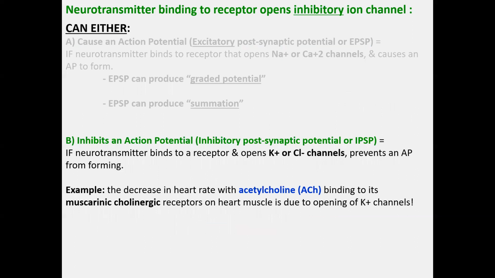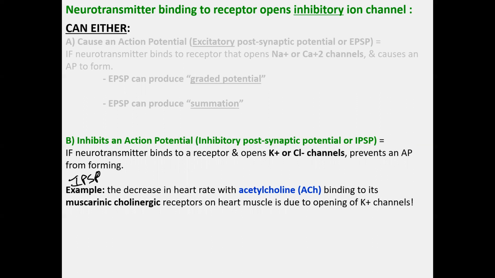Now, you can also inhibit a cell if you open up the potassium or chloride ion channels. It prevents the action potential from forming. The cell stays resting. An example of this, IPSP, okay? So IPSP example is acetylcholine. Acetylcholine rules all of your rest and digest functions. When your body's at rest, parasympathetic nervous system, rest and digest, acetylcholine controls all of those things that happen in your body when you're at rest.